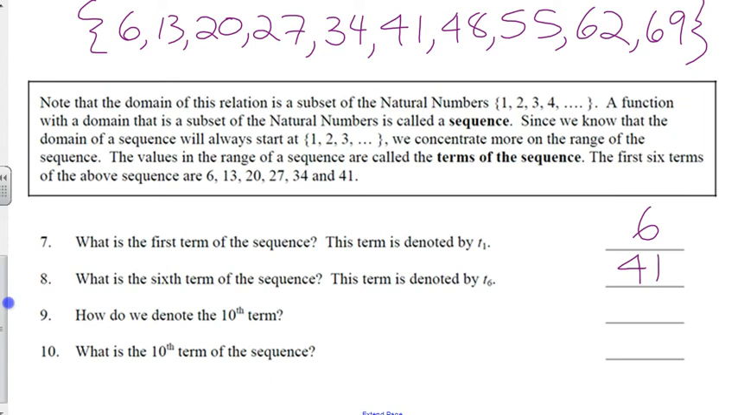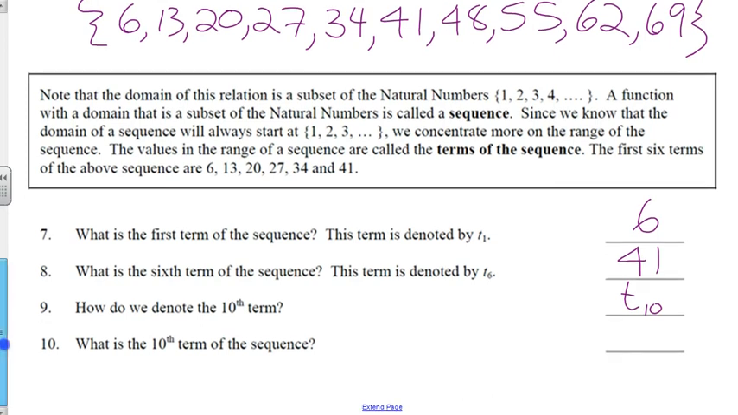How do we denote the 10th term? T10. And we might say T sub 10, just to indicate that you're going to write the 10 as a subscripted number. What is the 10th term of the sequence? 69. Okay? Questions on that first page?